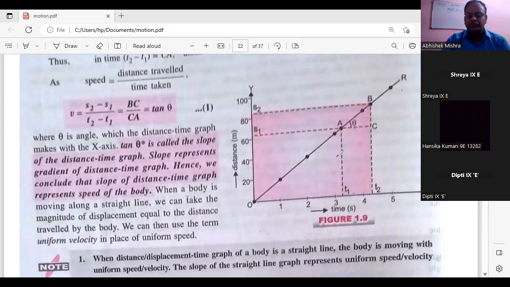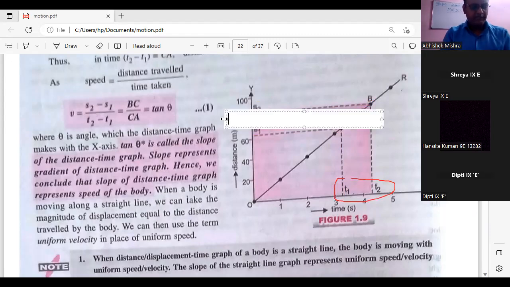Now, students, here T2 minus T1. Let me incorporate the text also. Here T2 minus T1. What does it indicate? It indicates the time taken. T2, that is the final time, minus the initial time, T2 minus T1. Do you agree? It is the time taken.